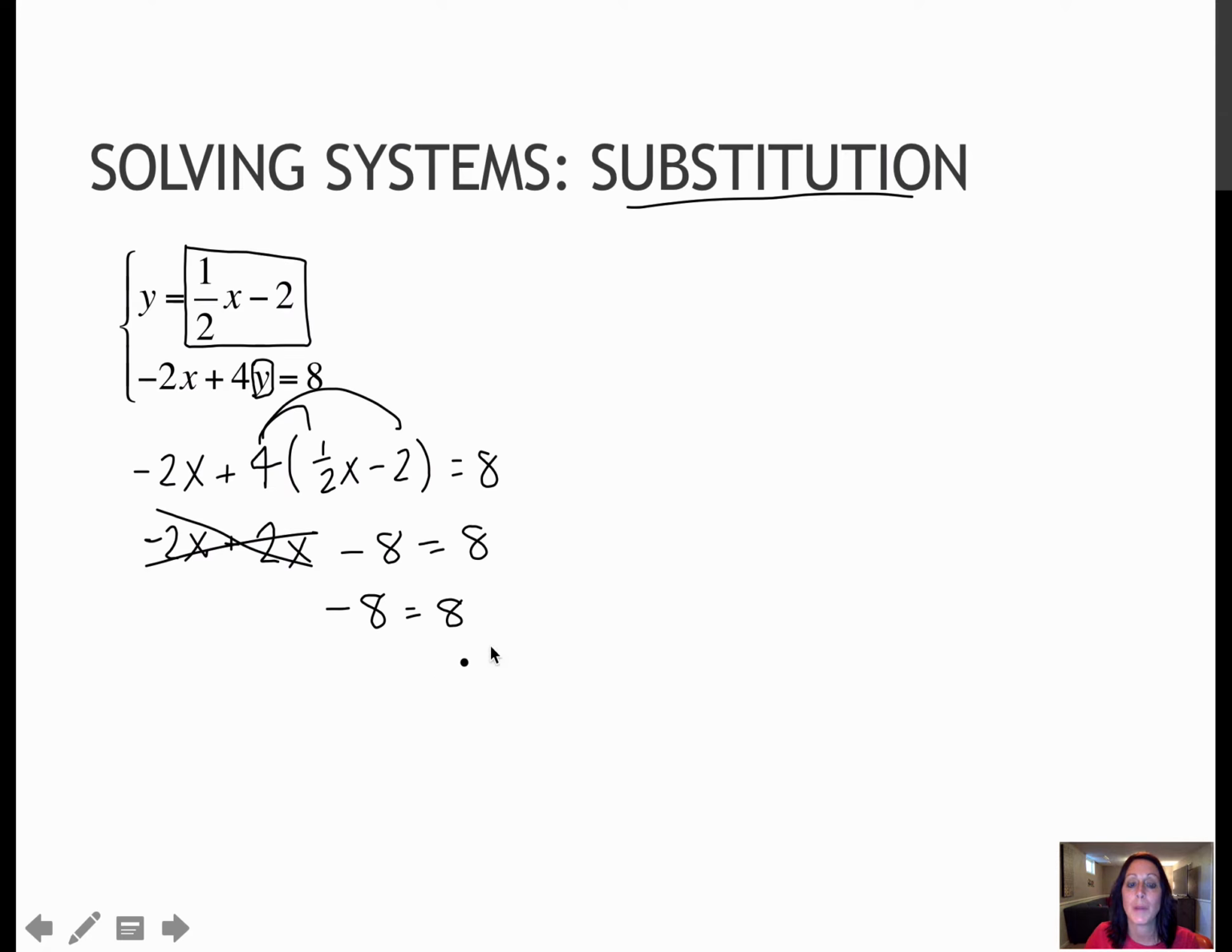Or sometimes people add that 8 over, and they end up with 0 equals 16. Either way, this is not true. And because I ended up with something that was false, this is a no solution question. So same as before, when I graphed this, that was the two parallel lines. Notice algebraically, we get an untrue statement, and that's what tells us it's no solution.